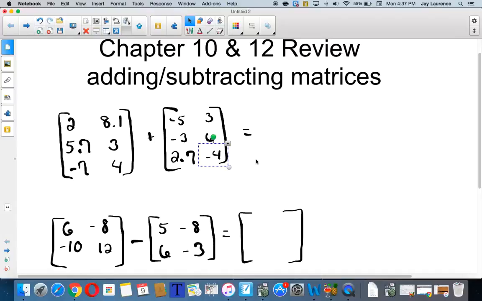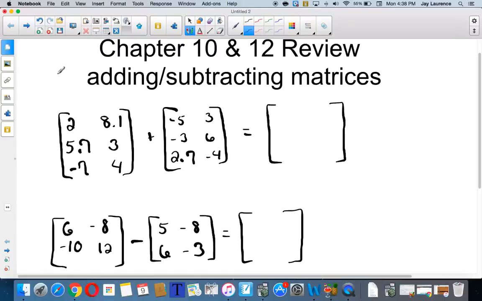All right, first of all, how about adding and subtracting matrices? Remember that the matrices need to be the same size to add or subtract them, right? And it's just as simple as adding the pieces in the same places. For example, I'm going to add a 2 and a -5. Why? Because they're in the same position of the matrix. So similarly, I'll add 8 and 1/10 to 3, etc.